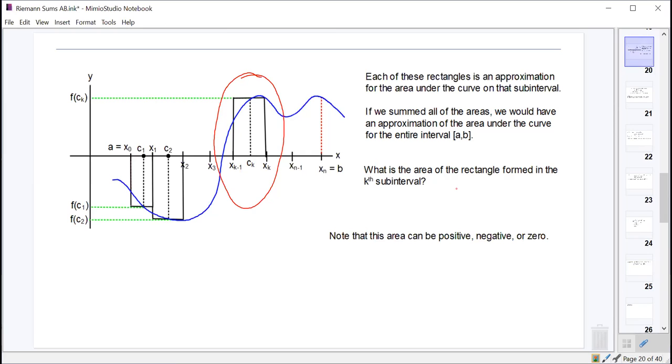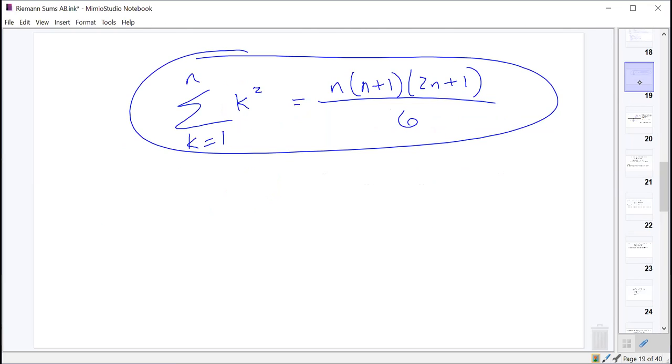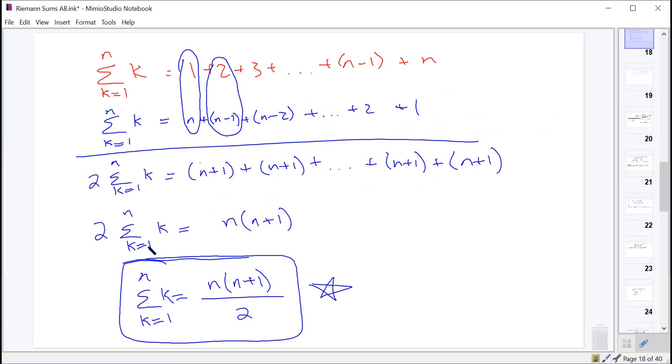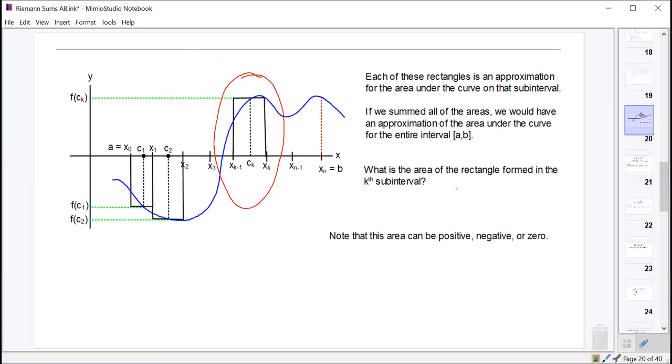And it's important to think about why we chose k. It doesn't really matter what letter we chose. We chose k because it's going to be like these k's in our summations, right? We had all these k's in our summations. And what we're going to want to do is use a summation to sum together the areas of each of the rectangles. And so we're just picking k as a variable to represent any of them. This one is k equals 1. This one is k equals 2. This one is k equals 3, k equals 4, k equals 5, and so on. Does that make sense?